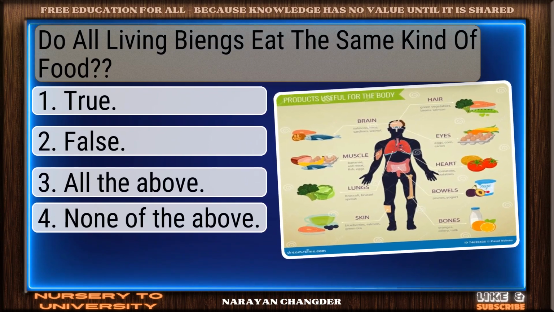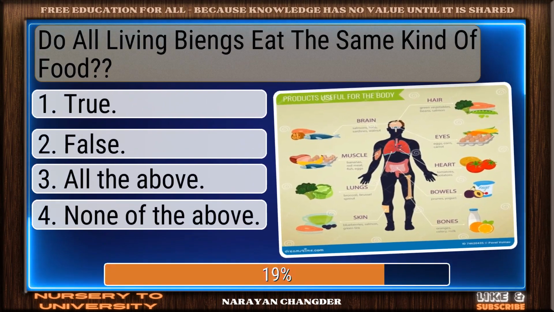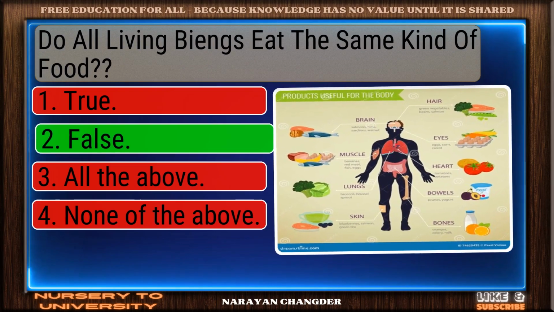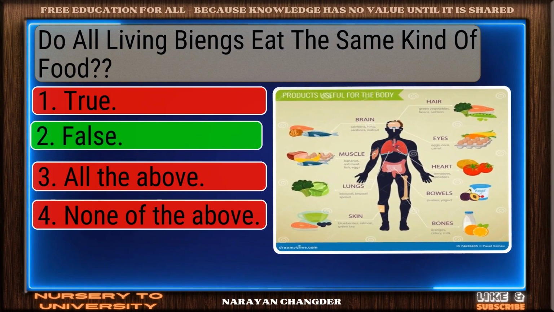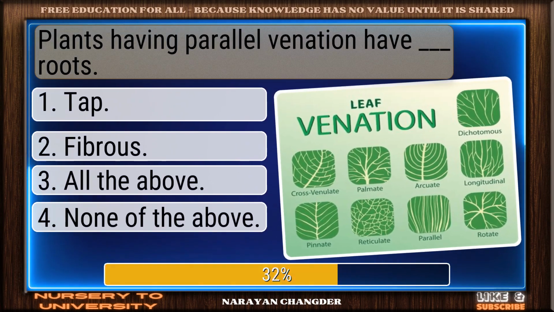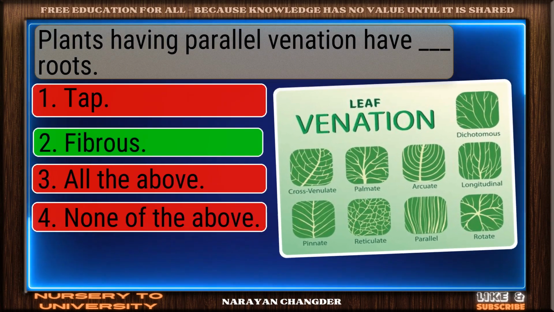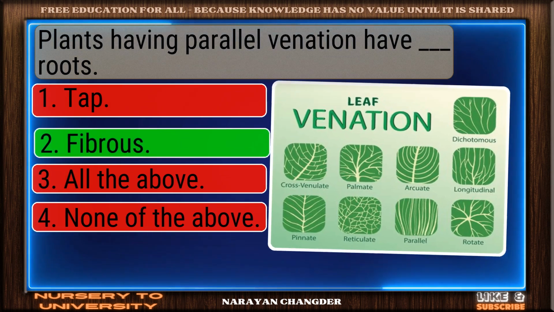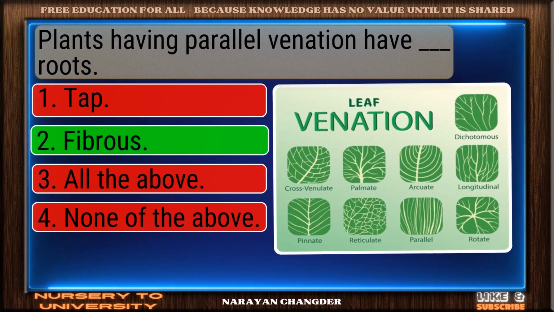Do all living beings eat the same kind of food? Valid point. False is true. Plants having parallel venation have dash roots. Clear logic. Your choice, fibrous, is sound and 100% true.